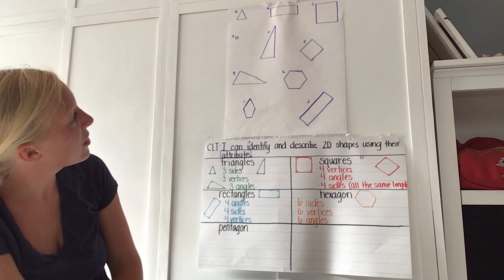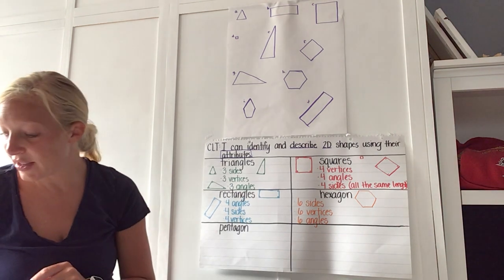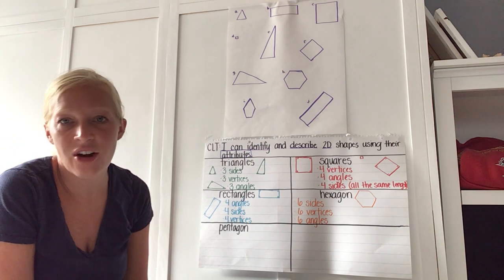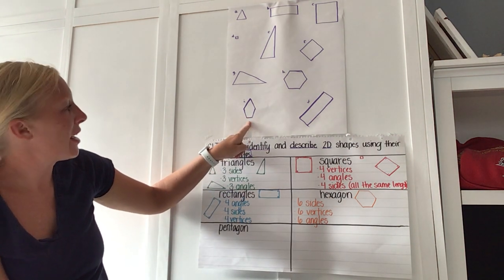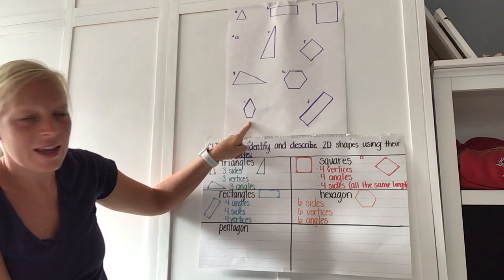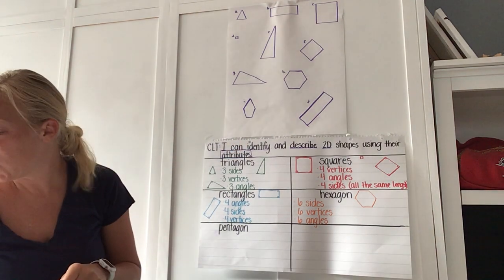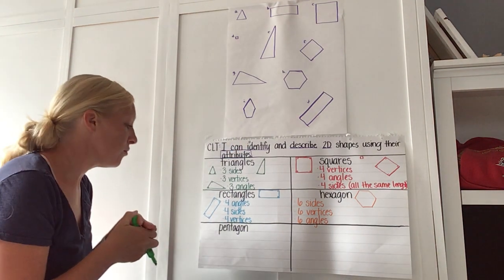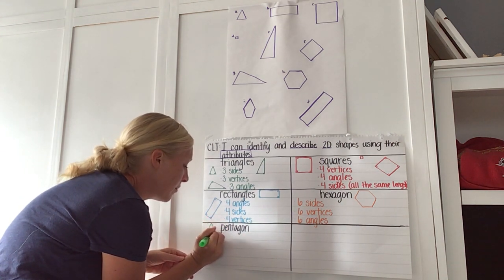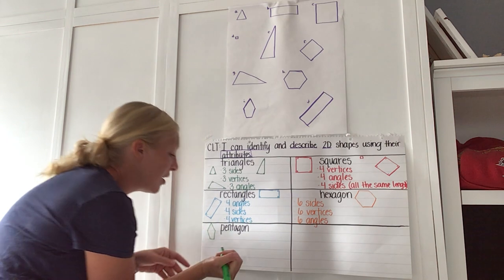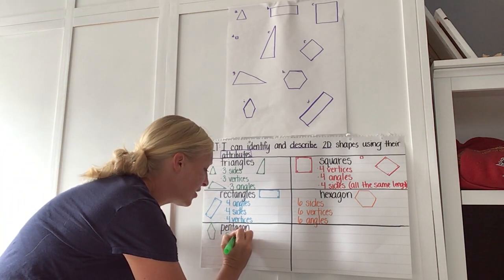What do we notice? Our pentagon. Where is that pentagon? It is our letter I. Yes. Our I is our pentagon. What do you notice about that shape? What do you notice about it? And I'm going to draw it while you tell me. It has 5 sides.